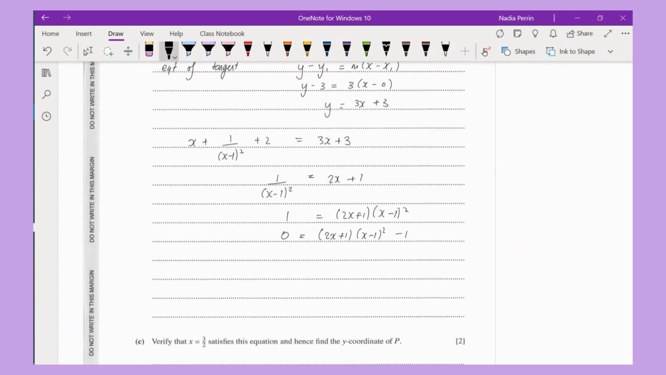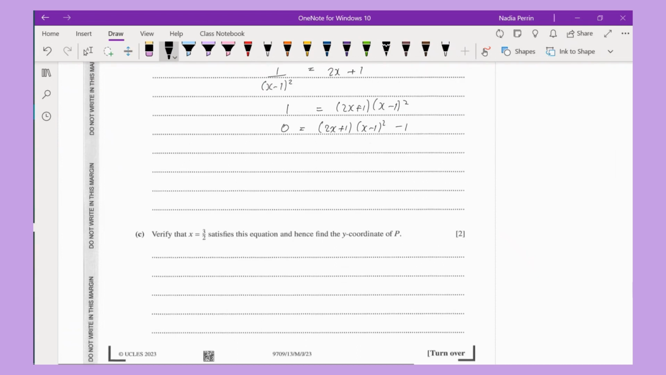Lastly, we just need to verify that 3 over 2 satisfies it. So just chucking that into the equation to check that it equals 0. So putting that in.